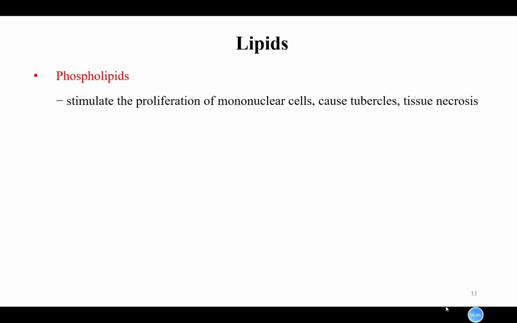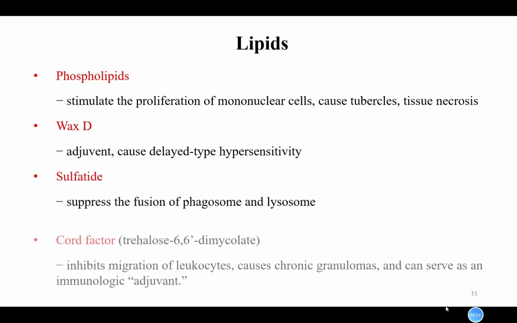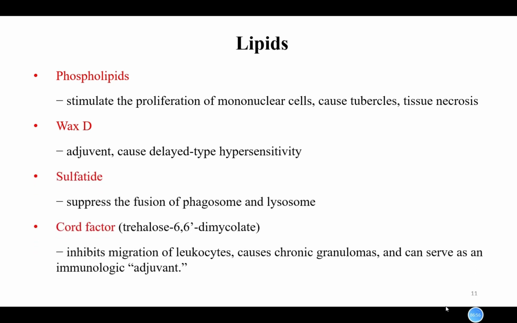Here are the lipid molecules produced by tuberculosis. Okay, just to let you know, you don't have to remember these details. Just keep in mind that the most important virulence factors are the lipids. You don't have to remember all those names.